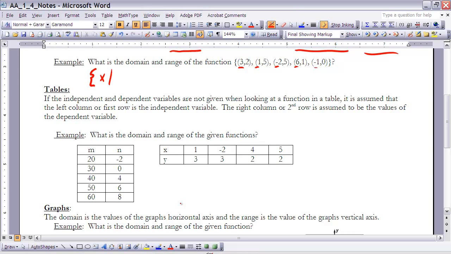Using set builder notation, we can say that the domain is the set of x such that x values are 3, 1, -2, 6, and -1. So when we're looking at it in terms of ordered pairs, it's going to be a finite set of values. In other words, a specific number of values. In this case, there are a total of 5 values that would be part of the domain. So that's my domain there.